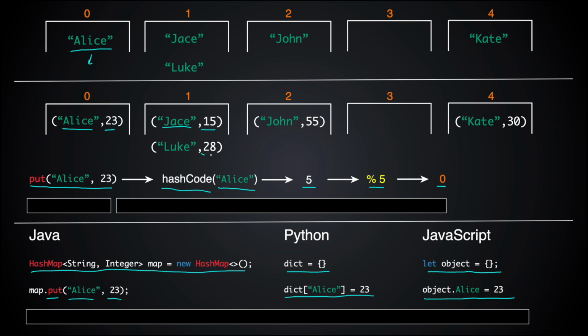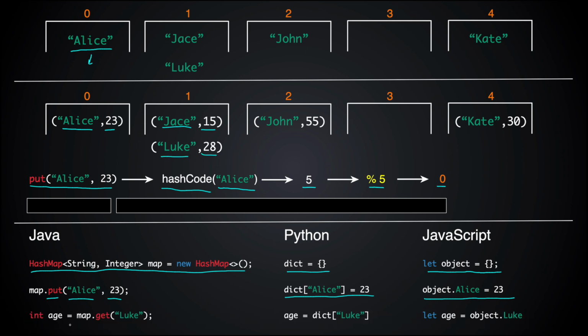Now let's get the age of Luke. In order to do it, let's call the get method in Java. In Python, we do it like this, and in JavaScript, we do it like that. And everything works absolutely the same.